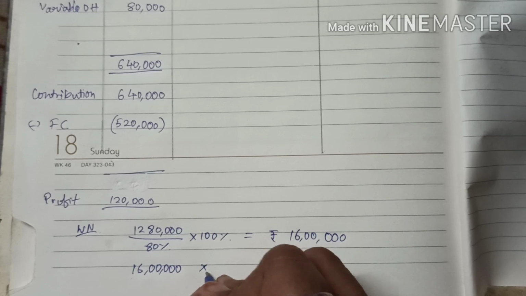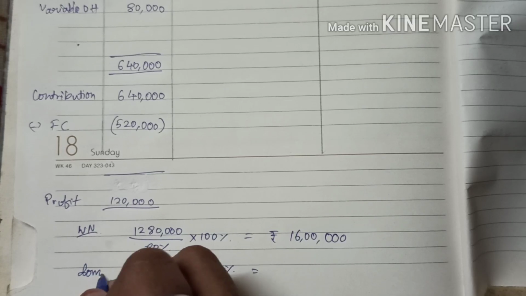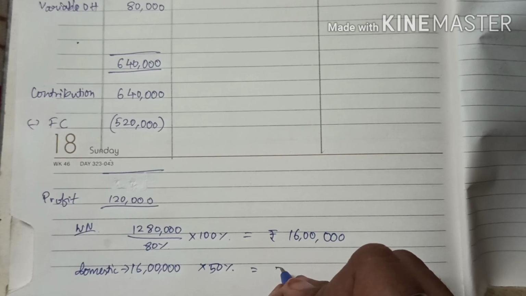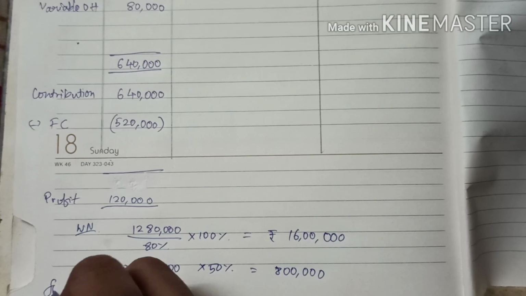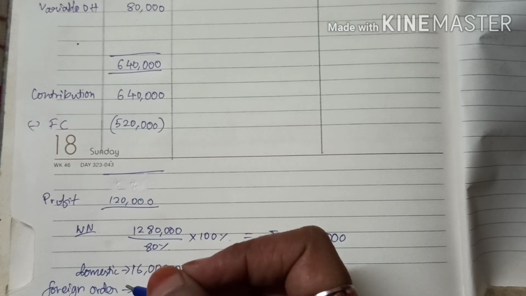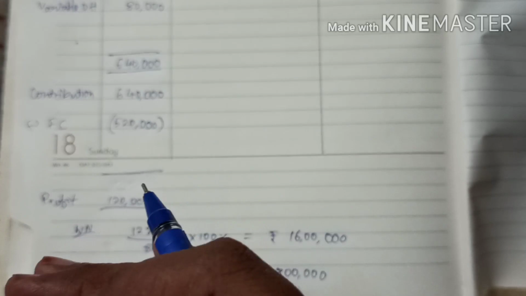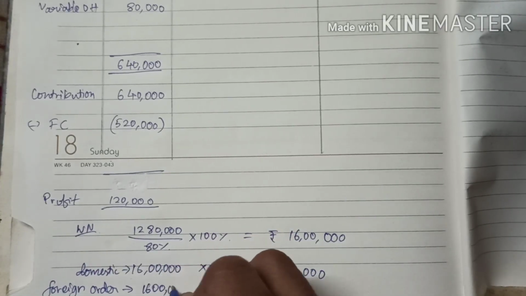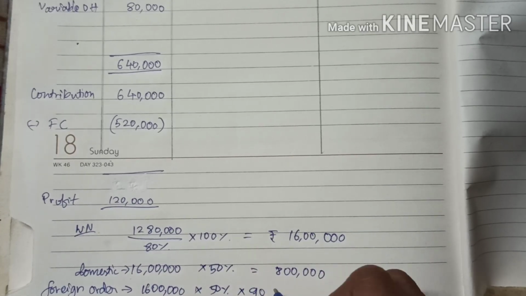into 50%, and this is for domestic sales, that is 8 lakhs. And for foreign order, you know that they fix price less, 10% less than the domestic price. So we have to calculate like this: 16 lakh into 50% as usual, and then 90%.